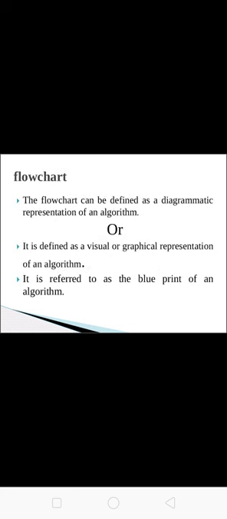Next, flowchart. Flowchart can be defined as a diagrammatic representation of an algorithm, or as a visual or graphical representation of an algorithm. It is referred to as the blueprint of the algorithm. First we write the algorithm and then we write it graphically. That means we use some diagrams or symbols, and in those symbols we write the flowchart. This is called a flowchart.